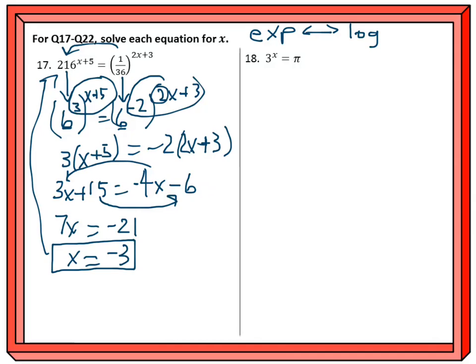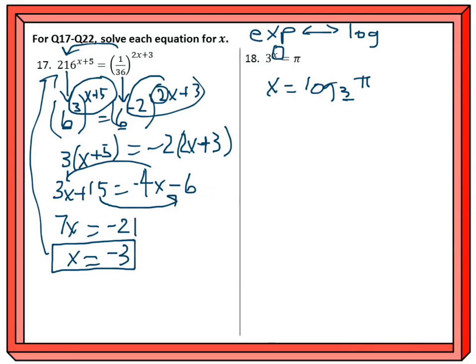Alright, number 18. Some people, what they did is just simply rewrite this in logarithmic form. So rewriting in logarithmic form, the base is going to be 3, and our answer, this is the exponent right there. That is not true. Here, whoops. The exponent is the answer, so x is equal to the log base 3 of pi. So you can't put log base 3 of pi into your calculator because you have a base 3 and you need to change the base.